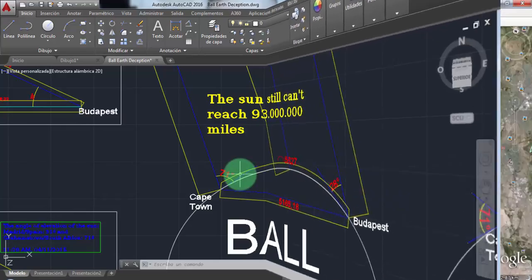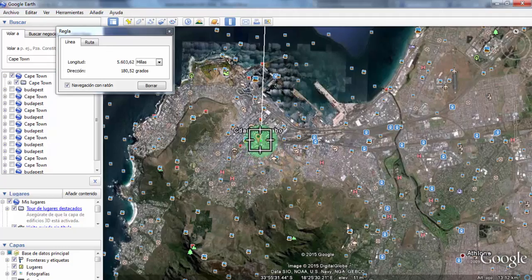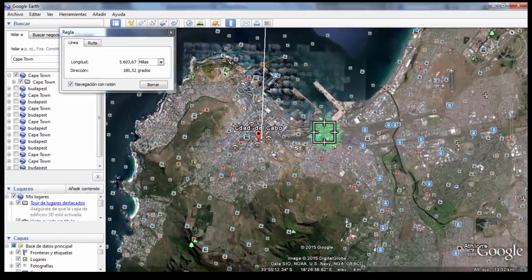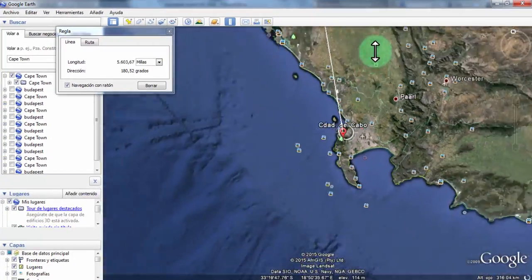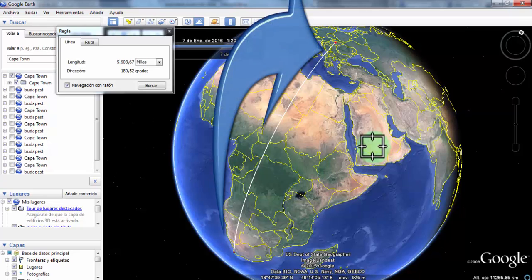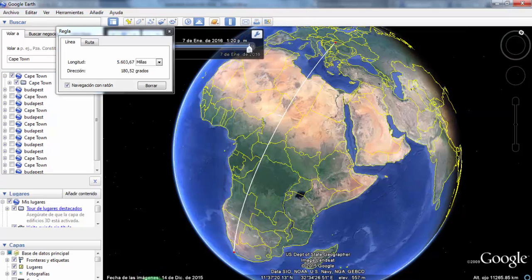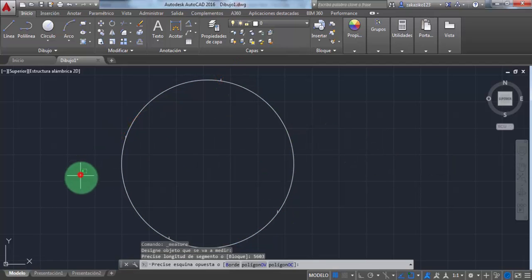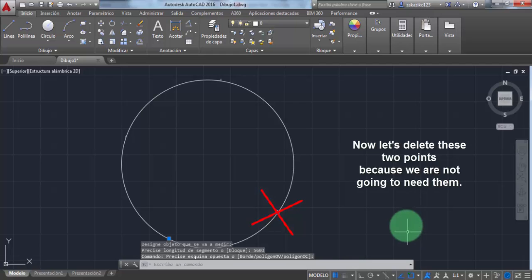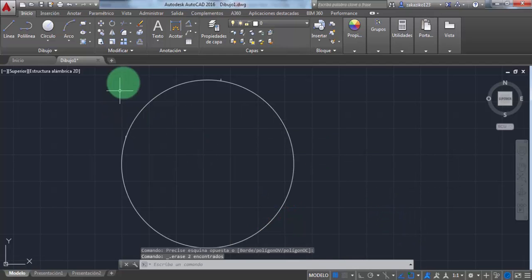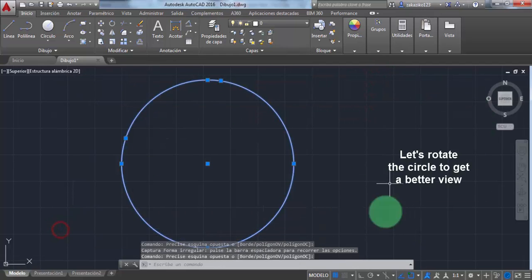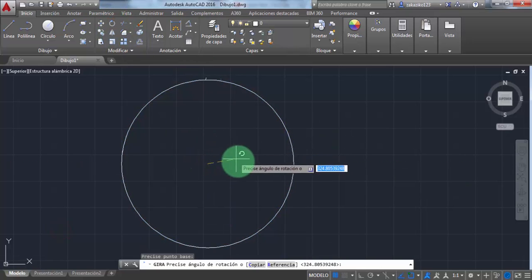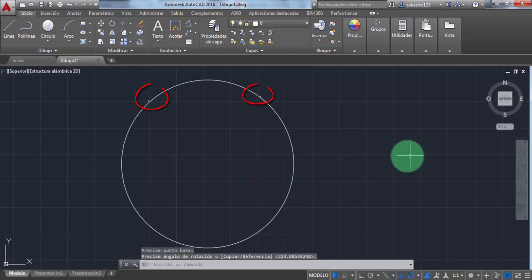Now let's go back to see the distance in Google Earth. So as you can see, the distance is 5,603 miles from Budapest to Cape Town. That is a good distance to do the math. Now let's go back to AutoCAD. Let's divide the circle to get the distance we are looking for, which is 5,603 miles. Now let's delete these 2 points because we are not going to need them. Let's rotate the circle to get a better view. Now it looks better.